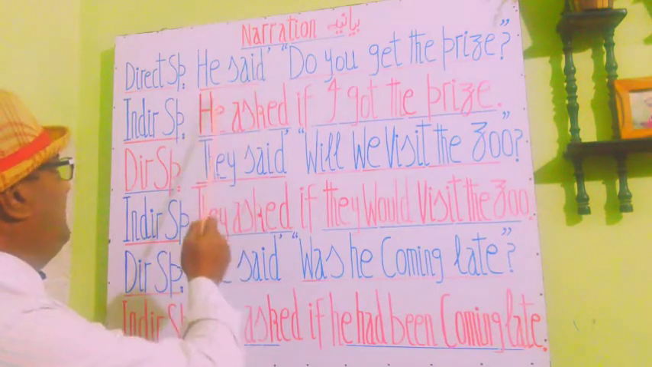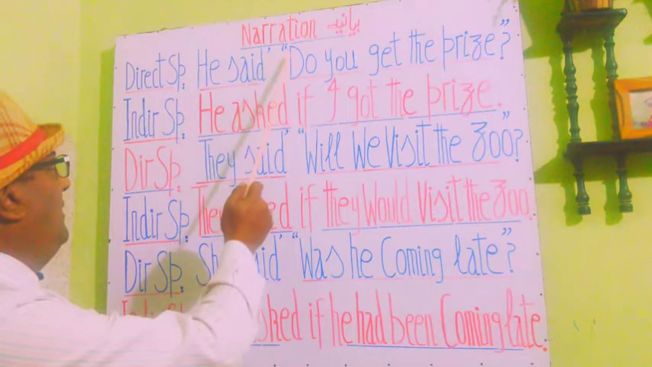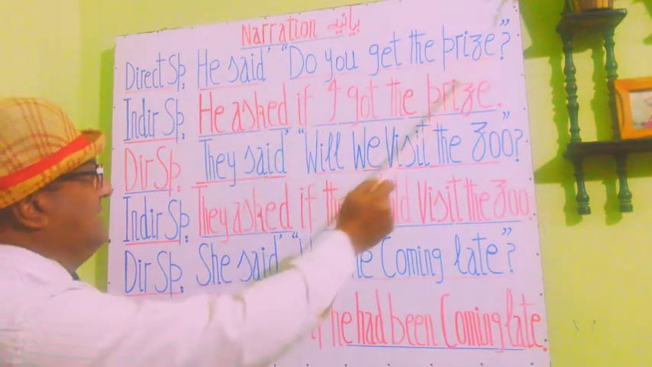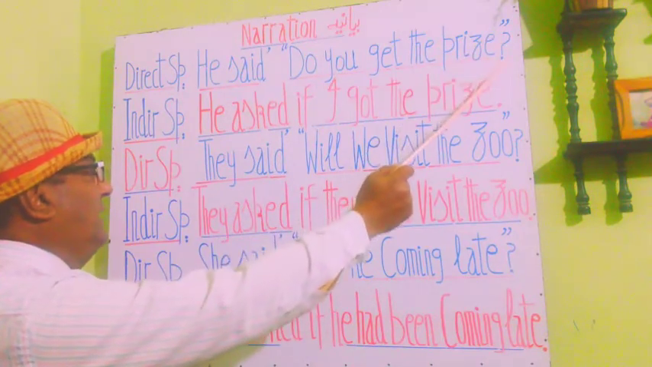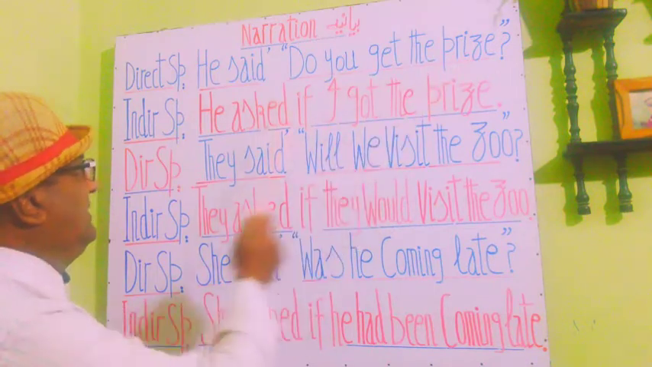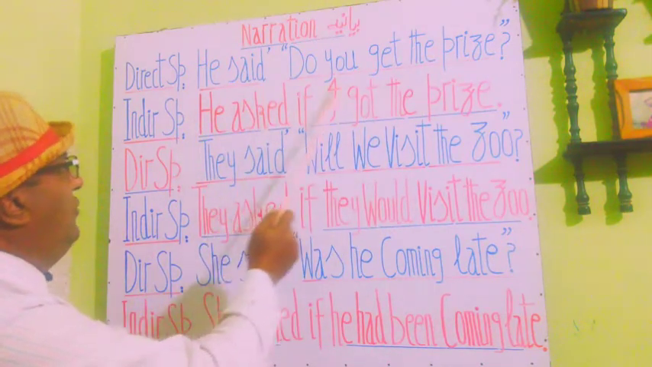He said, it's the first part, and there's a comma. The comma start and the second part is, do you get the prize? Commas close and the interrogative sign is here. Do you get the prize? He said, उसने पूछा, Do you get the prize?